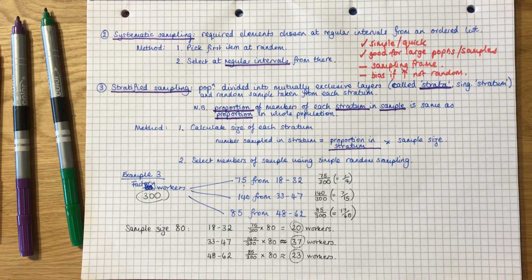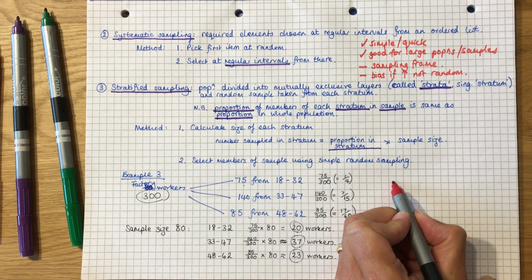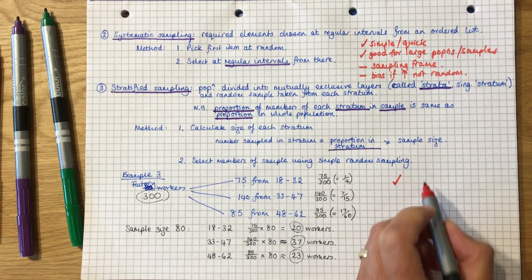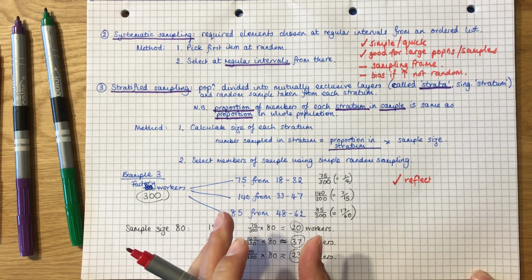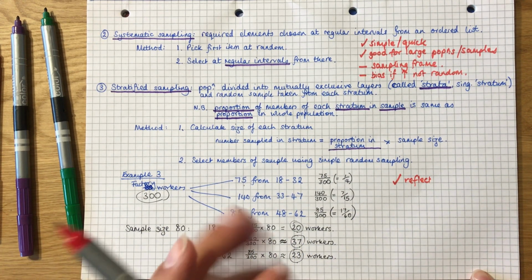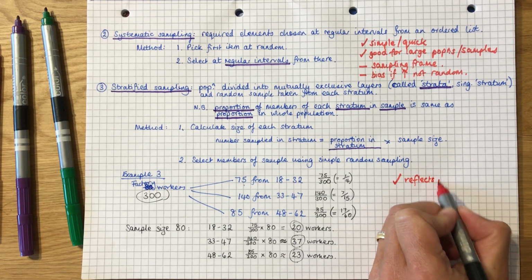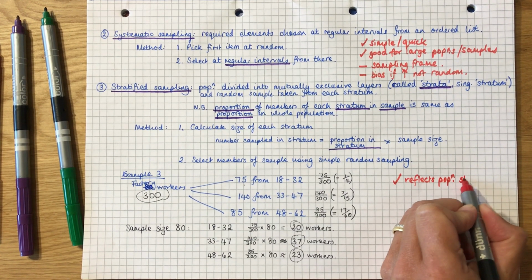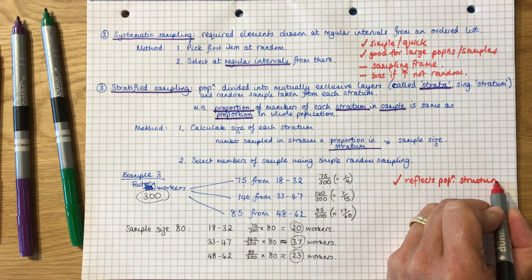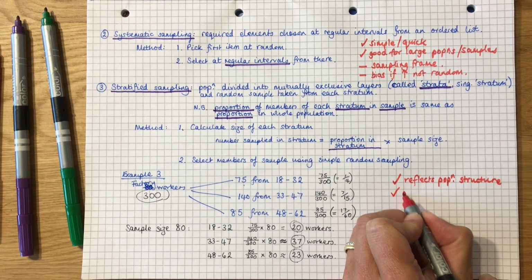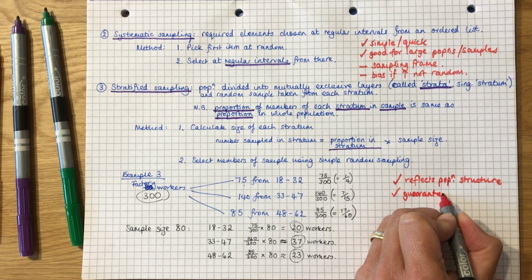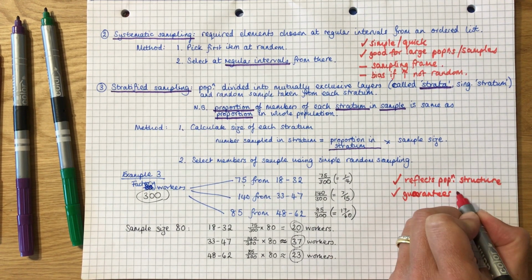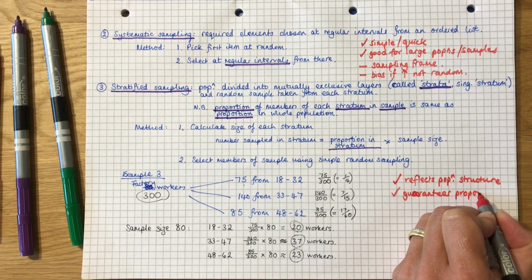Now, stratified sampling then. The advantages of stratified sampling are that it reflects the population structure. And that's because of this idea of proportions, and the proportion in the population is represented by the proportion in the sample. So it reflects the population structure. It guarantees proportional representation. Guarantees, that's an A, proportional representation.